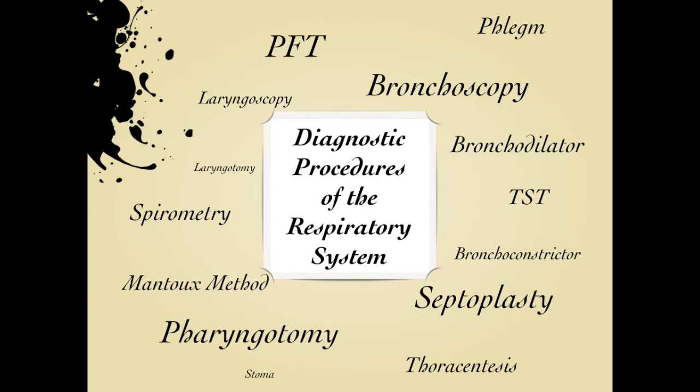Bronchoscopy is the visual examination of the bronchi using a bronchoscope. The word root broncho means bronchus, and the suffix scopy means direct visual examination. This may also be used for operative procedures such as tissue repair or the removal of a foreign object. Laryngoscopy is the visual examination of the larynx using a laryngoscope. The word root laryngo means larynx, and the suffix scopy means a direct visual examination. This may also be used for operative procedures such as tissue repair or the removal of a foreign object.